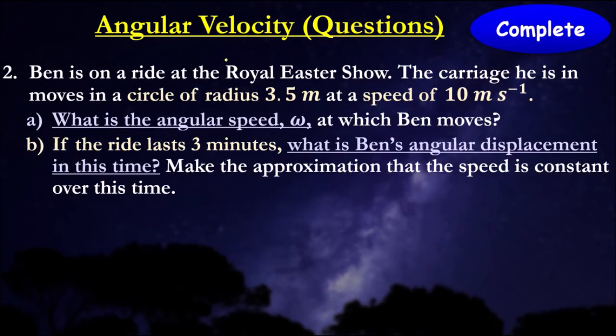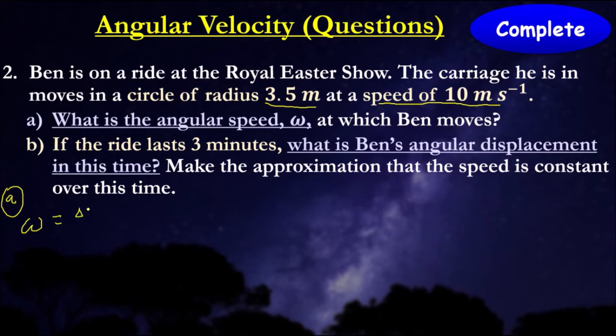Okay, now the good old Easter show. Now Ben is on the ride at the Easter show. The carriage he is in moves in a circle of radius 3.5 meters at a speed of about 10 meters per second. What is the angular speed, omega, at which Ben moves? And then we can talk about what's the angular displacement within these 3 minutes. So we'll call this part A, omega.